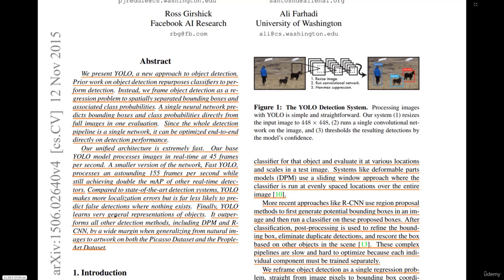YOLO learns very general representations of objects. It outperforms all other detection methods, including the deformable parts models and the RCNNs, by a wide margin when generalizing from natural images to artwork on both the Picasso dataset and the People-Art dataset.